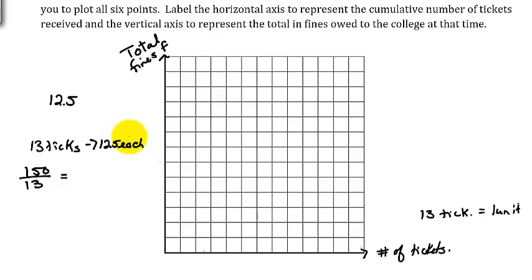You could let each tick mark be worth 15. 12.5 though is going to put all of my data points right on the tick marks, which is going to be nice. So each of these is going to be worth 12.5, so that means every other is going to be 25.